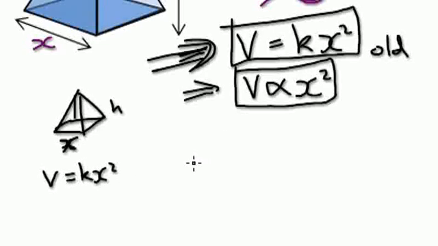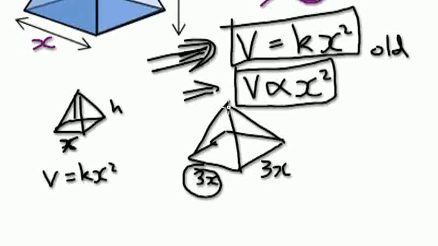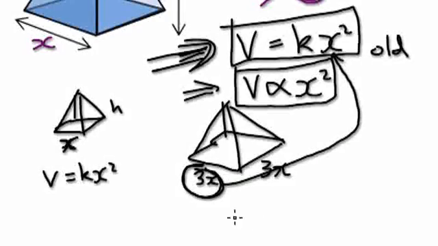Now let's create a new pyramid where this will be 3x, and this is 3x. H is still the same, but we don't really care about it. So now we've got a new pyramid. So now put the 3x into this formula here. Okay, so this is our old one here.